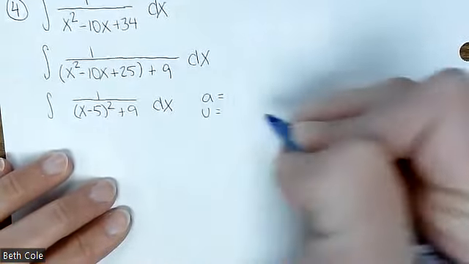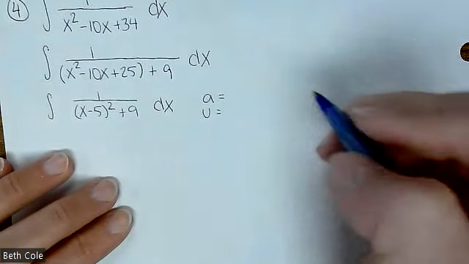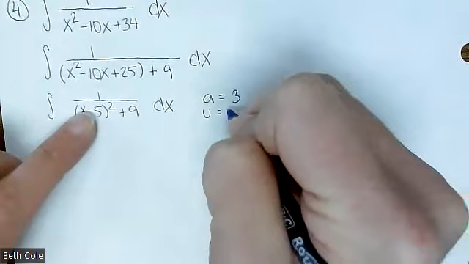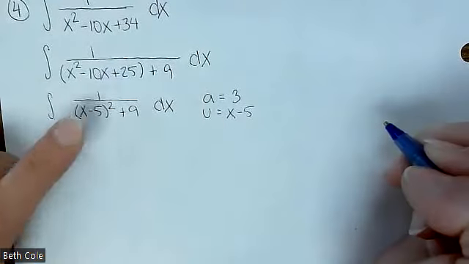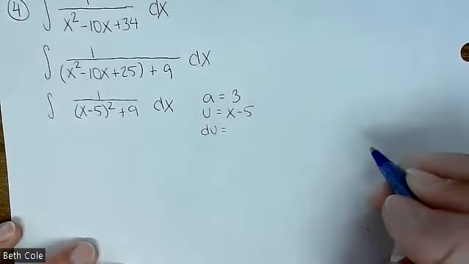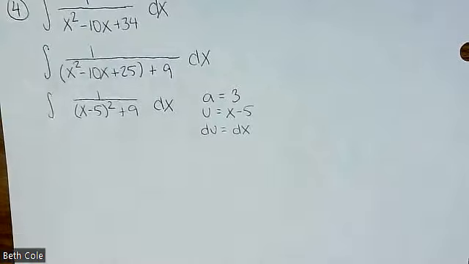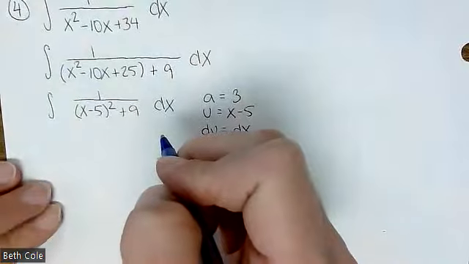A is a number. What do you think A is gonna be? 3, good. U is that x minus 5. And what's the derivative of x minus 5? You have just 1 dx. So there is not an adjustment, and you can just write the answer. Did arctangent have that little fraction out front or not? Which is the one that didn't? Well remembered. I love that you guys listen to me and remember things.